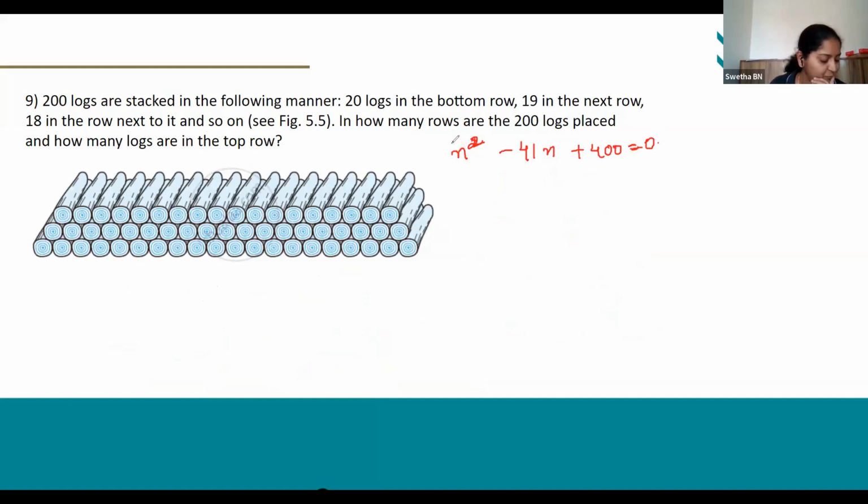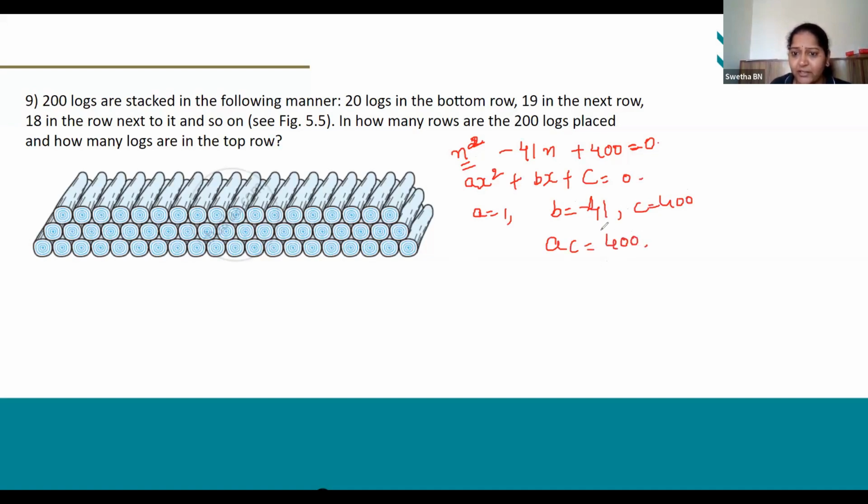How to solve, children? This is in the form of ax square plus bx plus c. You know how to factorize this, right? What is a here? See, what is the coefficient of n square? It is 1, b is equal to minus 41, c is equal to 400. ac is equal to 400 and b is minus 41. So which two numbers will you take here? I will write 25 and 16, children.